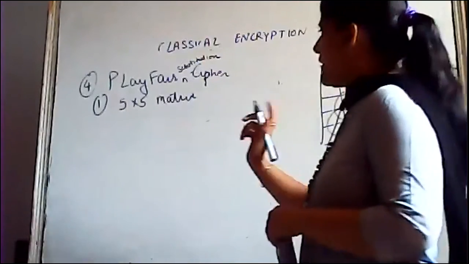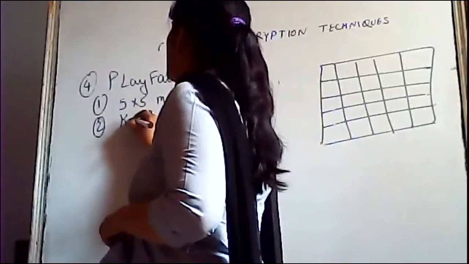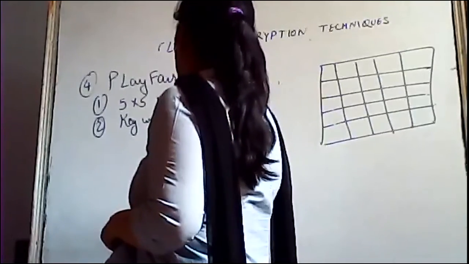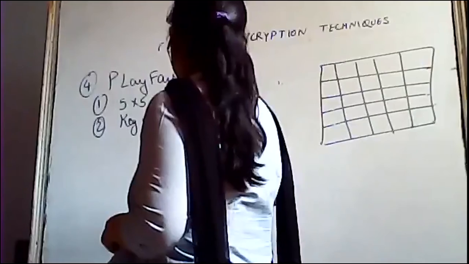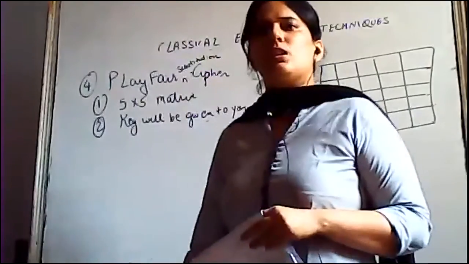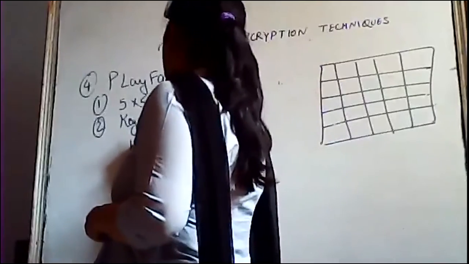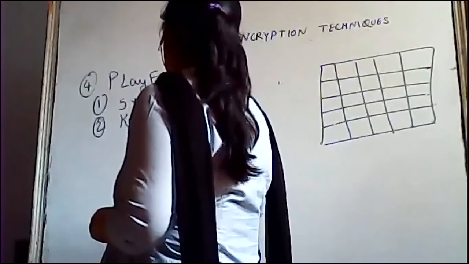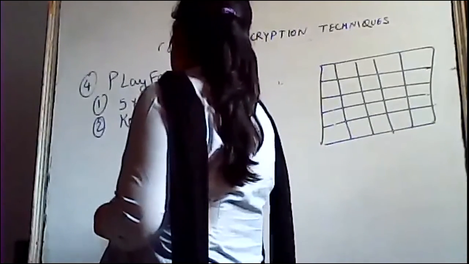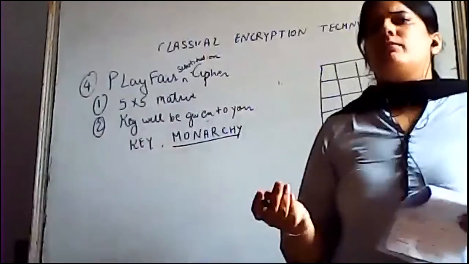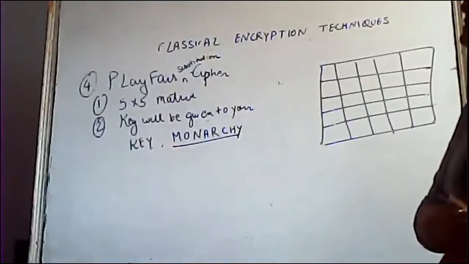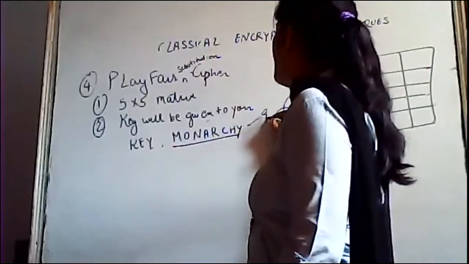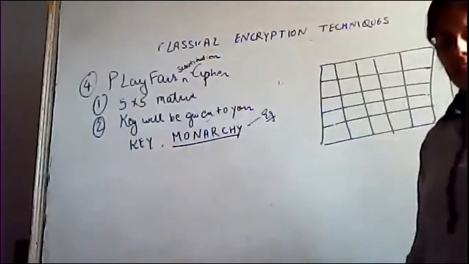Second step is that a key will always be given to you in case you are using the Playfair substitution cipher. Let's suppose in the example that I am taking, I am using the key monarchy. Any text, any word could be used as the key in the Playfair substitution cipher. This is one of the examples that I am using.